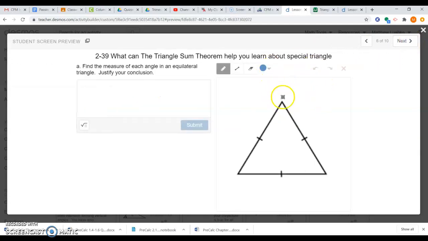Here, we know that this is an equilateral triangle, meaning all three angles are the same. And so we have to say, well, all three angles added together need to equal 180, and all three angles need to be the same. So what must they be?